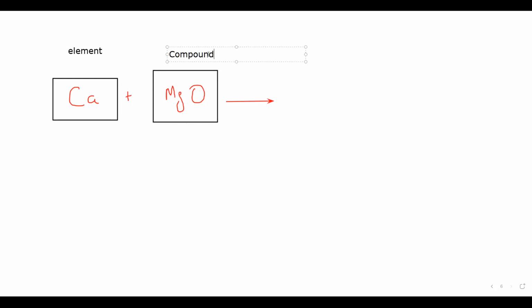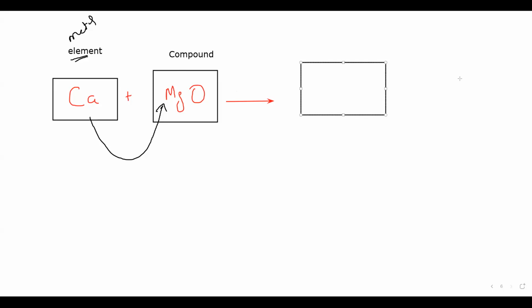So when an element is reacting with a compound, we have to check whether this element is a metal or non-metal. If the element is a metal, it will displace the first part of the compound. When an element reacts with a compound, it will result in the formation of a compound and an element. So the compound will be formed by a combination of calcium and oxygen.